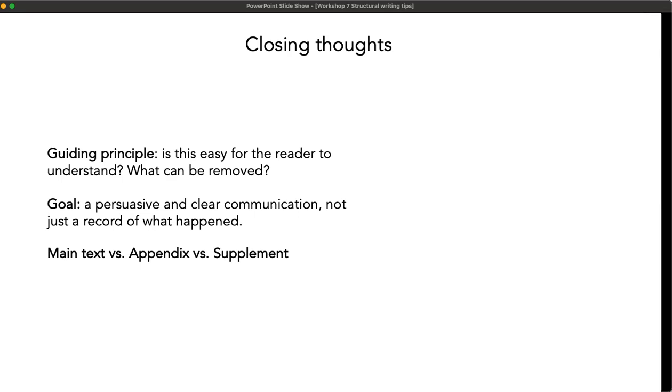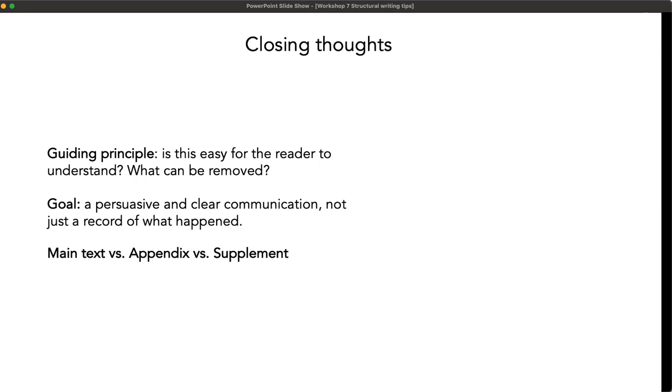The goal is persuasive and clear communication, not just a record of what happened, although the record is quite important. And to talk about this record issue, I want to briefly mention the main text versus appendix versus supplement. The main text, of course, is where you've been working. The appendix is something that in a thesis comes after the references. Most readers won't look closely at it and it shouldn't be too long. An appendix could be 1 to 10 pages, maybe 15. But if you have 40 pages of code or something, the appendix is not the right place to put it.